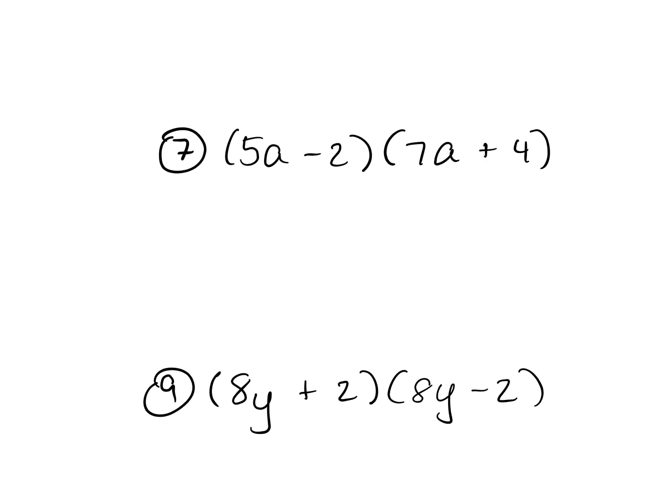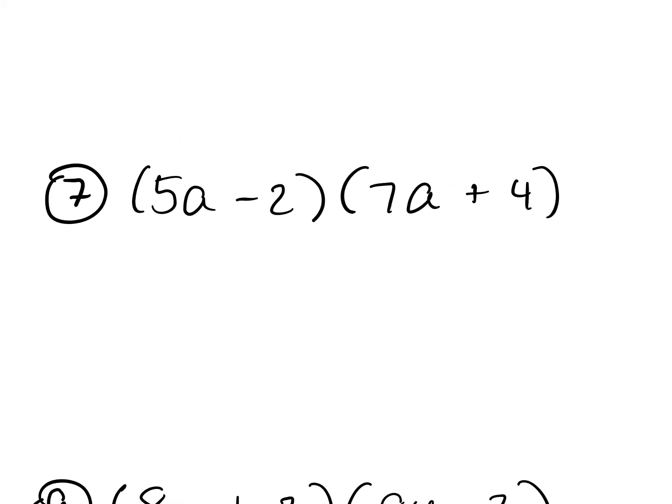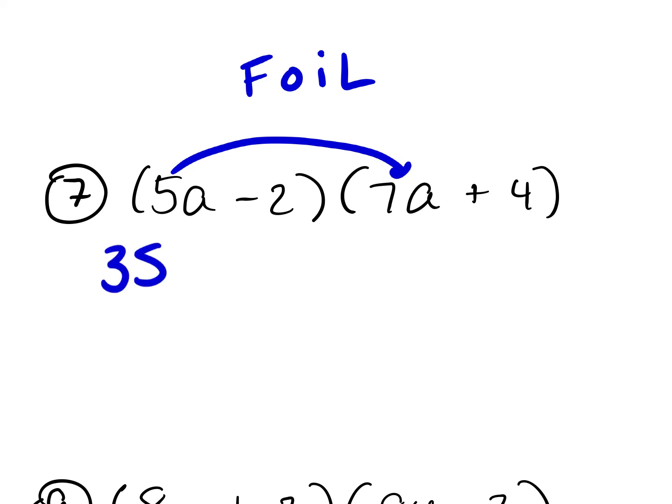All right, let's look at number 7. What do I need to do to multiply for number 7? FOIL again. So we start by multiplying the first ones. What's 5a times 7a? Perfect. 35a to the 2nd power. I multiply the 5 and the 7, so that's how I get 35. And then a times a is a squared.